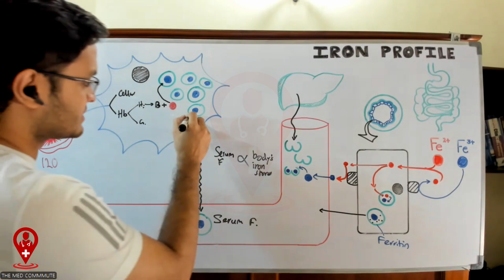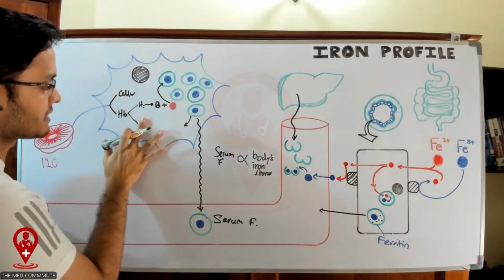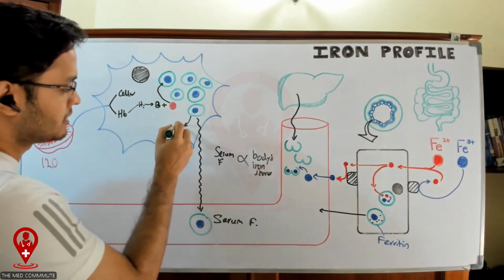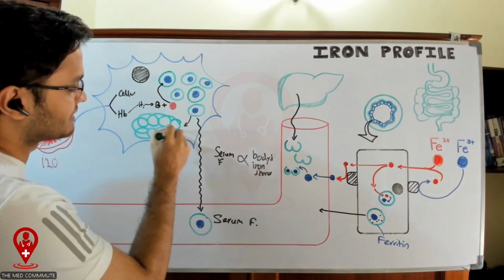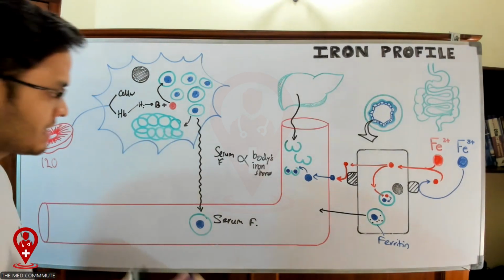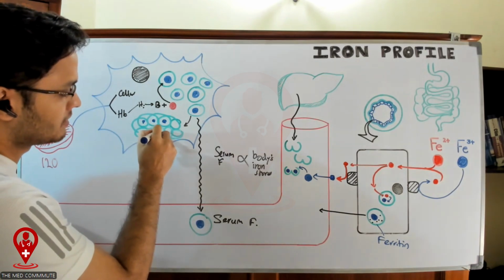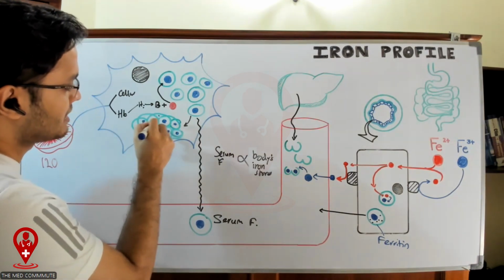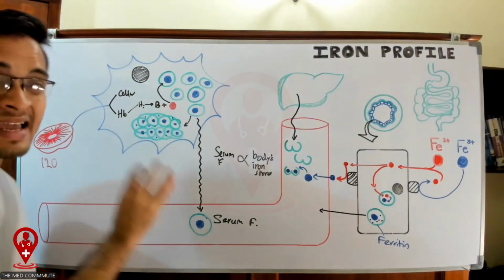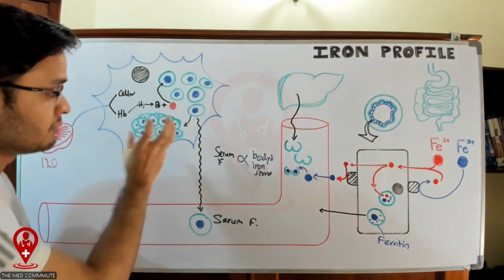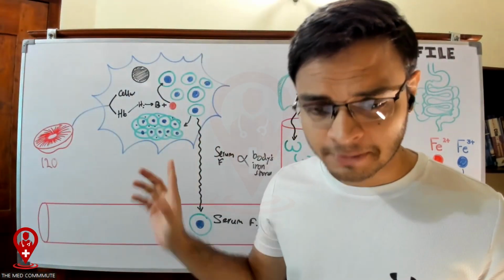Another thing that happens here is that these ferritins can form aggregates. I will erase this a little just to get some room. They can form aggregates like this. This is the same ferritin, with some enzymatic reactions going on, forming these aggregates. Now, what are these large aggregates of ferritin called? We call this hemosiderin. Hemosiderin is a large molecule, and it is an insoluble molecule.